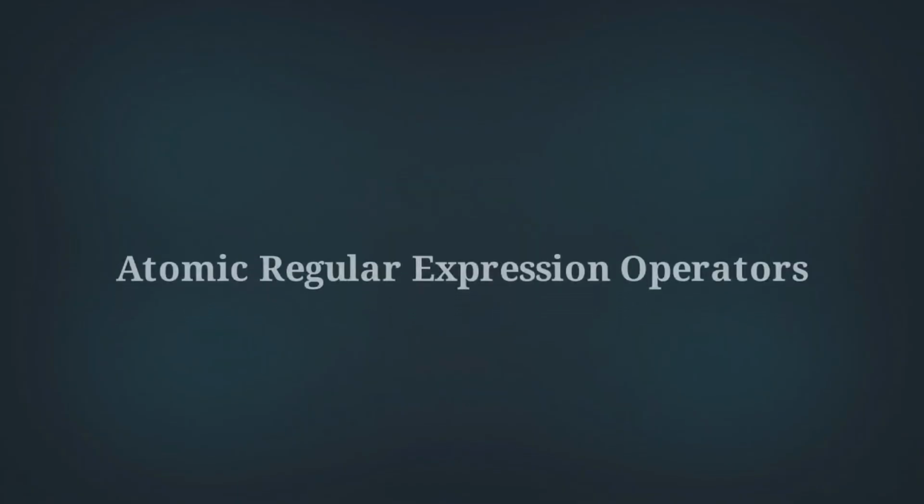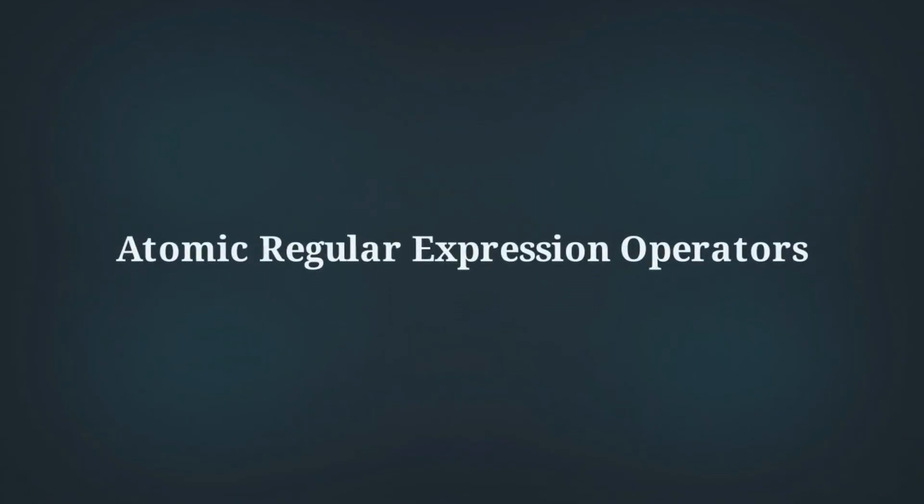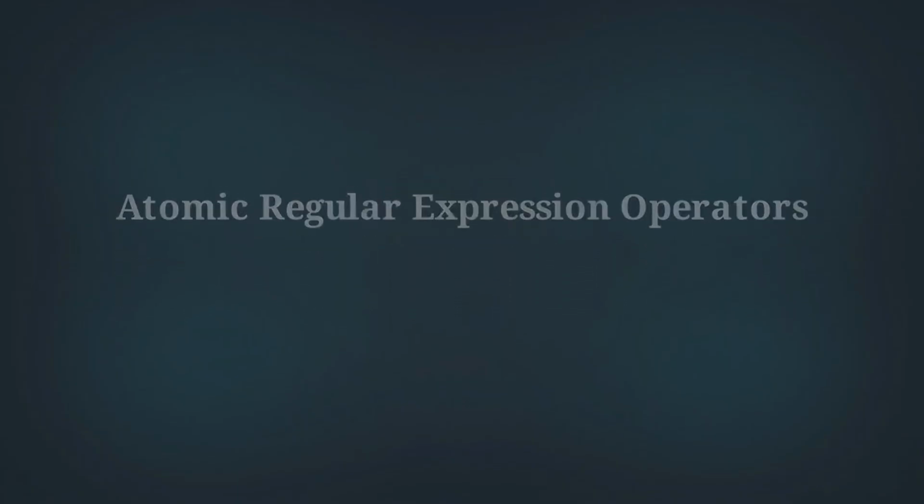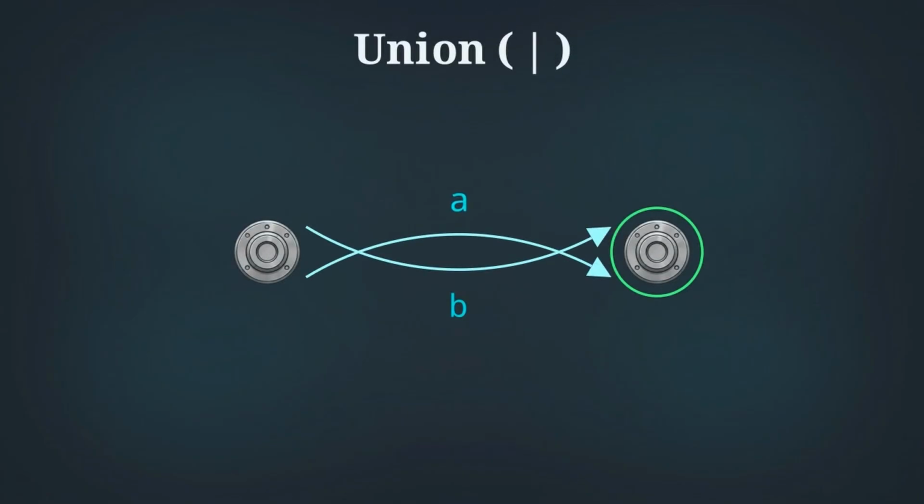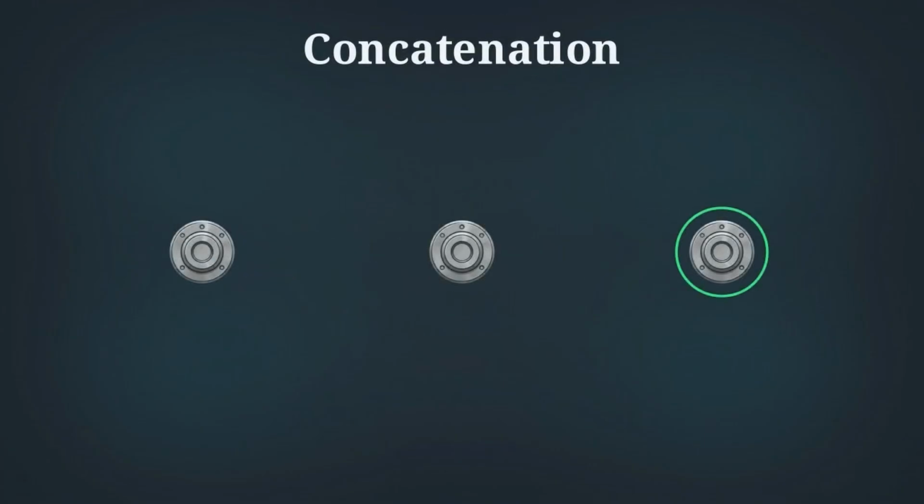To build these patterns, we have to master 3 atomic mathematical operators. Here's a state diagram showing our first operator, union. This acts as a logical OR. The path splits, accepting either A or B before converging. Next is concatenation, which dictates strict sequence. This linear pipeline shows we must accept A and immediately follow it with B to reach the accept state.